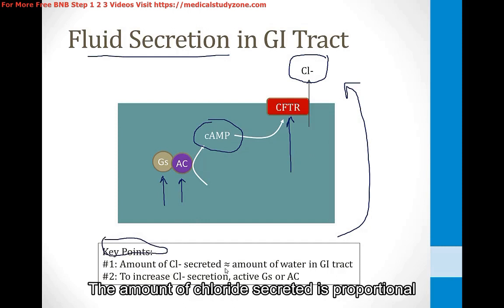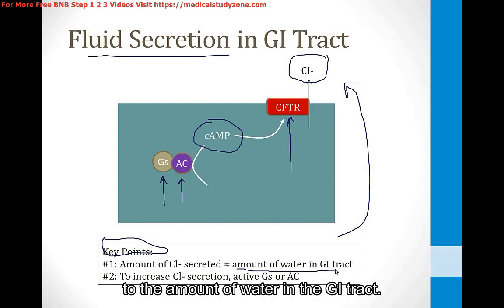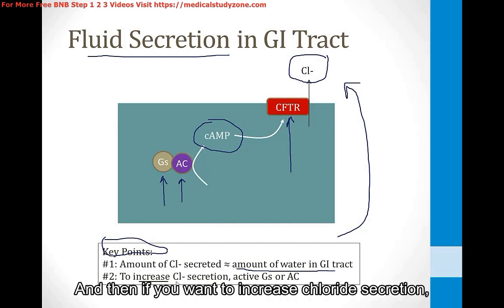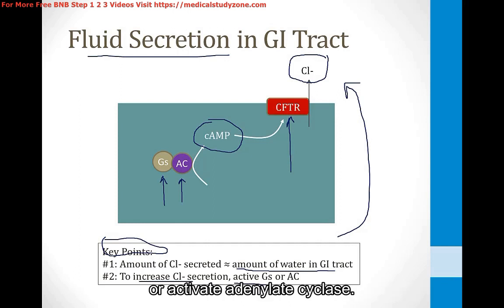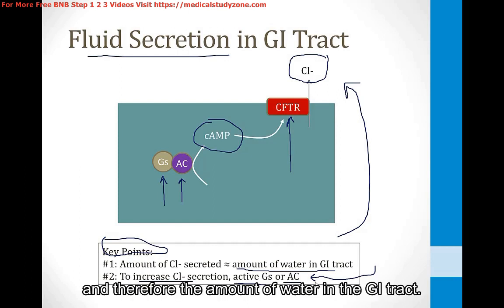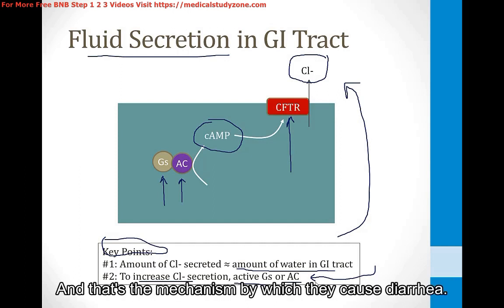The amount of chloride secreted is proportional to the amount of water in the GI tract. And then if you want to increase chloride secretion, you need to either activate the G stimulatory protein or activate adenylate cyclase. And the exotoxins are going to do this to increase the chloride secretion and therefore the amount of water in the GI tract, and that's the mechanism by which they cause diarrhea.